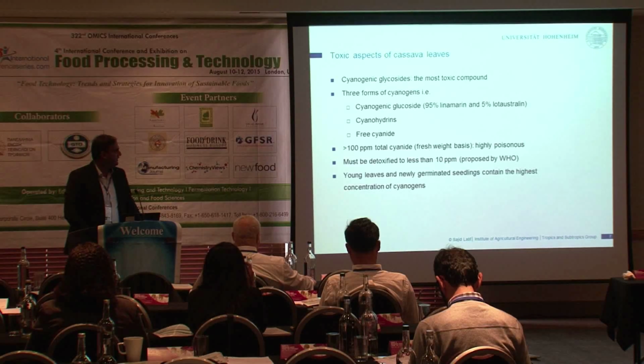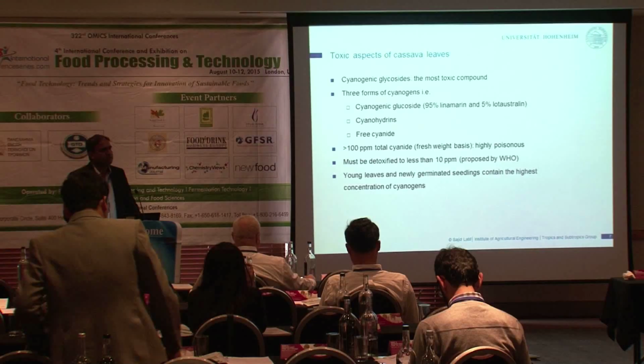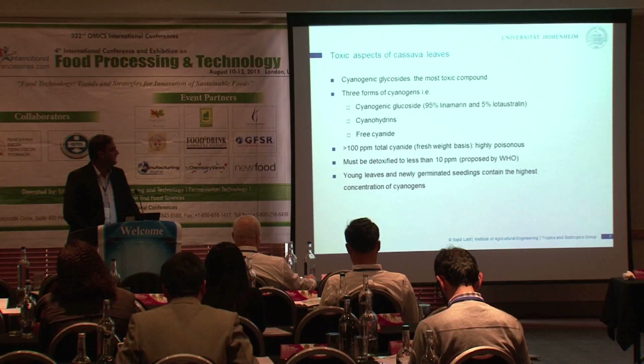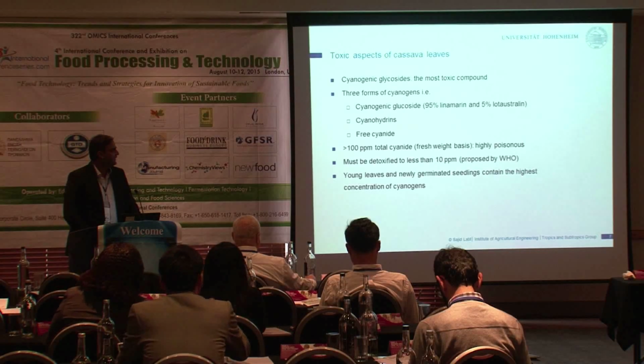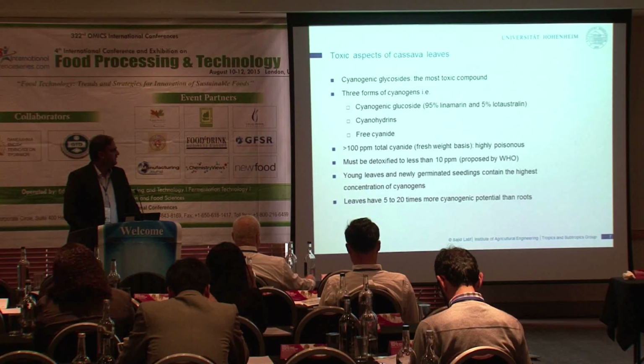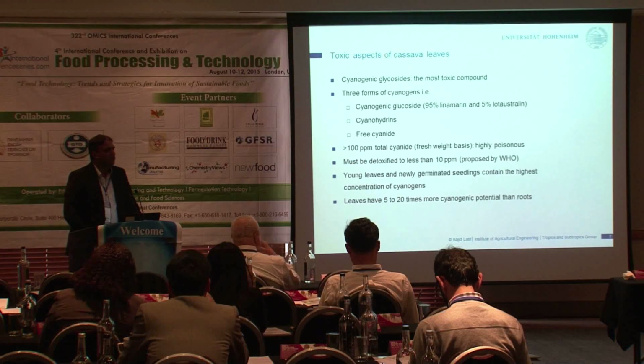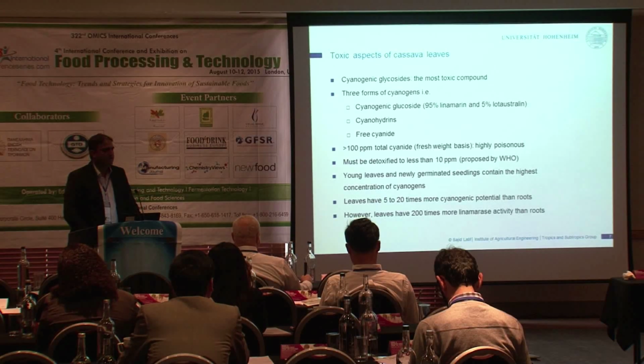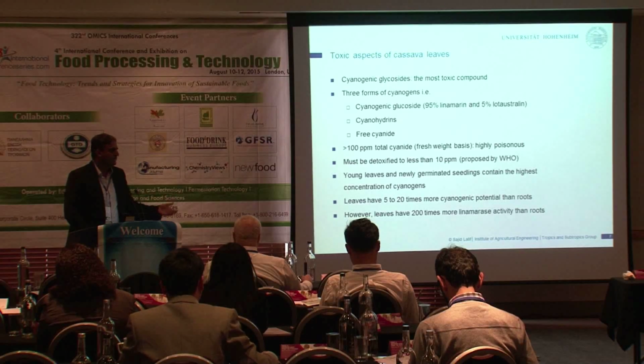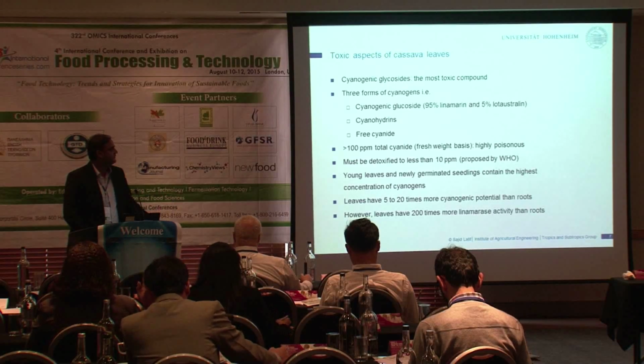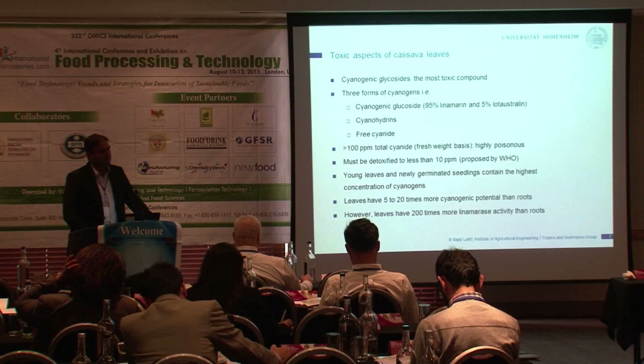Young leaves are newly germinated leaves. They have high cyanogens. These leaves are more toxic than the roots, 5 to 20 times more toxic. But on the other hand, they also have 200 times more linamarase, which can detoxify the linamarin present in the leaves.